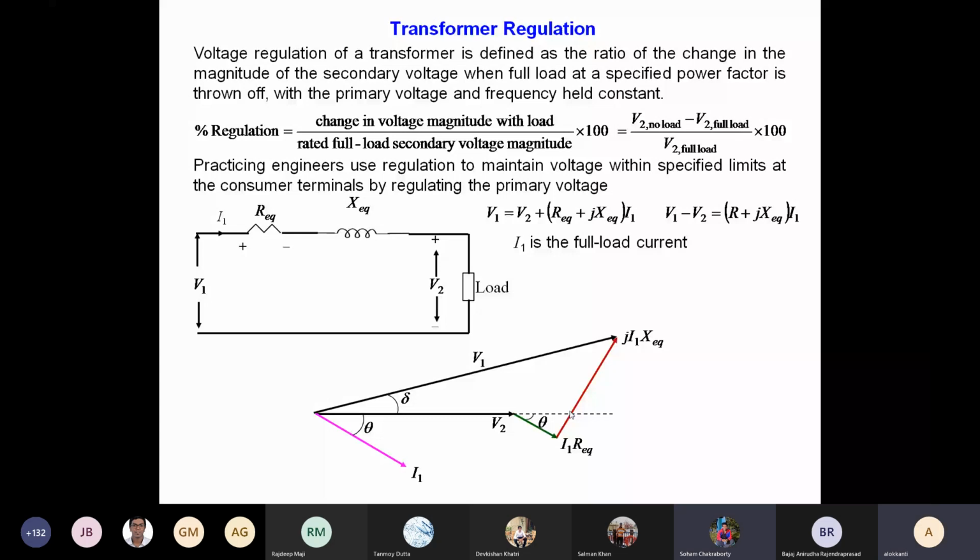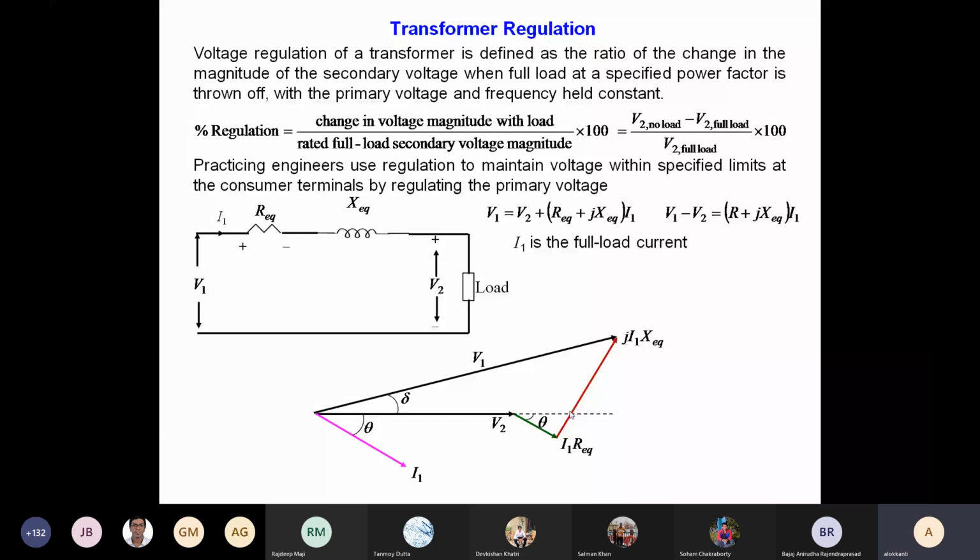Yes, sir, got it. Okay, so this is how the voltages are related, the customer end voltage V2 and the supplier voltage V1, and the voltages V1 and V2 have a small angle delta between them. From here we will derive what is called the transformer regulation. So just remember this formula of transformer regulation: V2 no load minus V2 full load, by V2 full load, into 100. So we will basically work on this phasor diagram now.